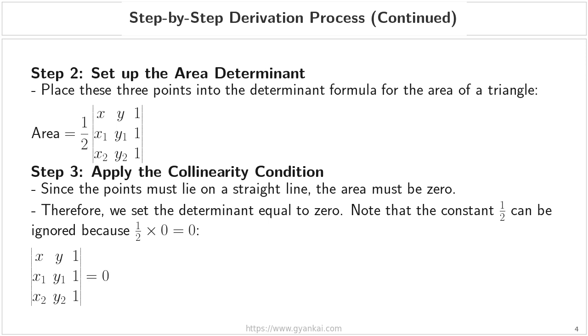Now, a quick tip. You'll notice the 1/2 multiplier in the formula. Since we are setting the entire expression to 0, that 1/2 doesn't actually change anything, because 1/2 times 0 is still 0. So for our calculations, we can simply ignore that constant and focus on setting the determinant itself equal to 0. This leaves us with our determinant of x, y, and 1, through x sub 1, y sub 1, and 1, through x sub 2, y sub 2, and 1, all equal to 0. Now that we have identified our 2 fixed points and our general point P, let's move on to the actual setup.